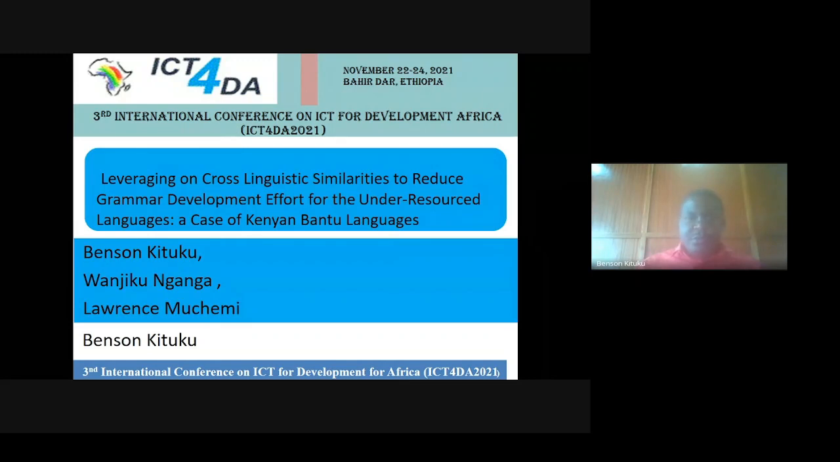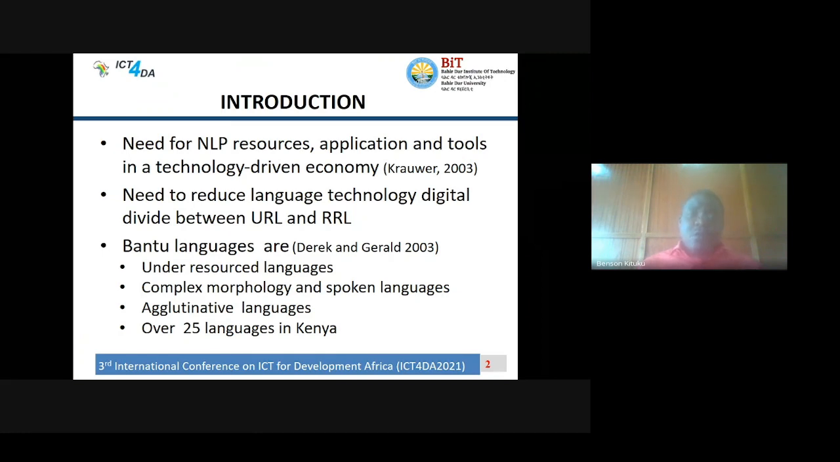I'm going to present on the title Leveraging on Cross-Linguistic Similarities to Reduce Grammar Development Effort for Under-Resourced Languages, and I take a case study of Kenyan Bantu languages. While we are in a technology-driven economy, we require these natural language resources, applications, tools, or grammars, and these would help us to reduce the technological digital divide gap between the under-resourced languages and rich-resource languages.